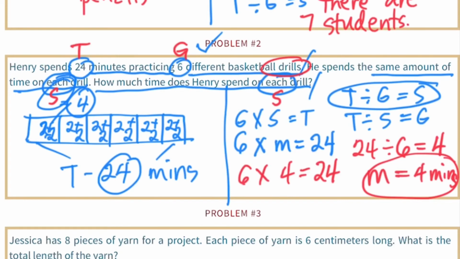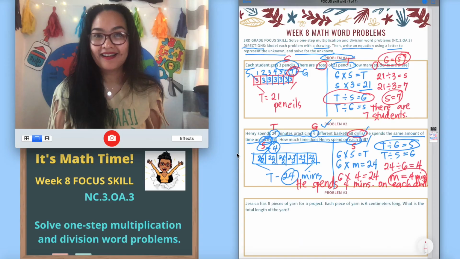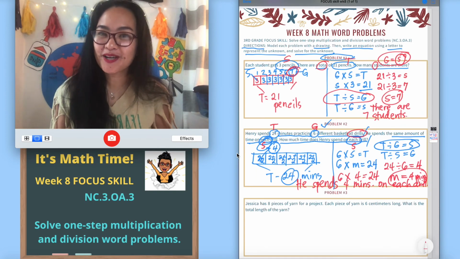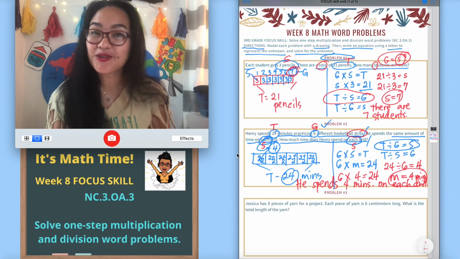Let's answer. How much time does Henry spend on each drill? He spends 4 minutes on each drill. Alright, boys and girls, we are done with our problem number 2. Let's go to our last problem.